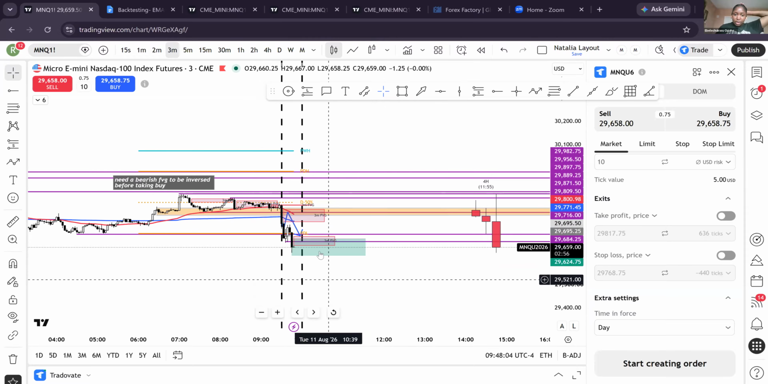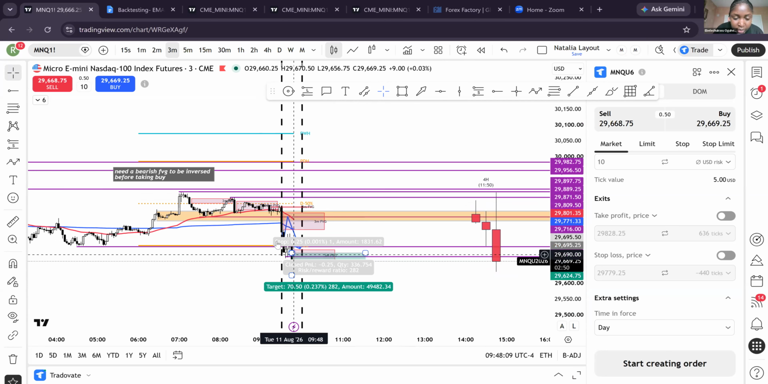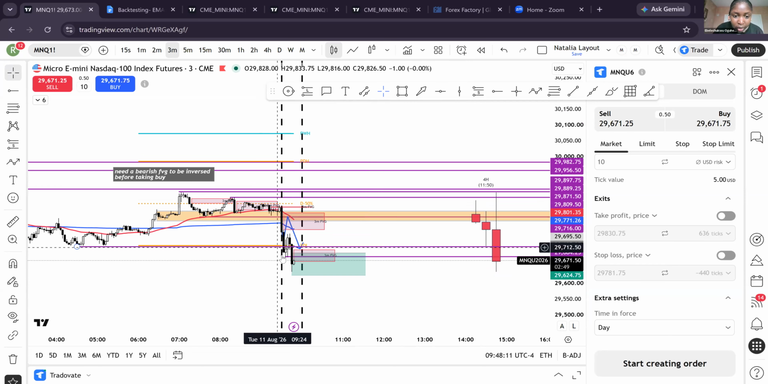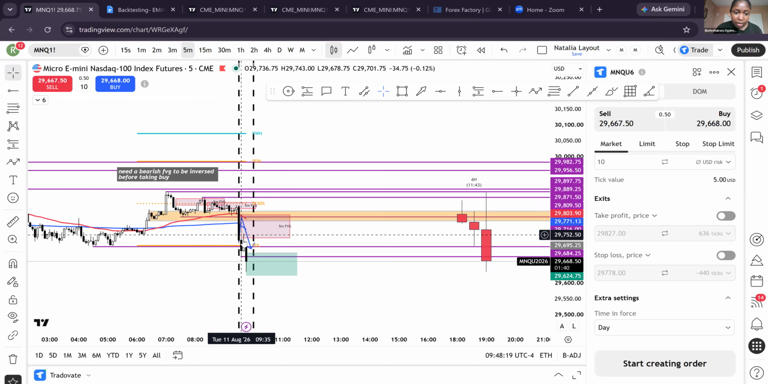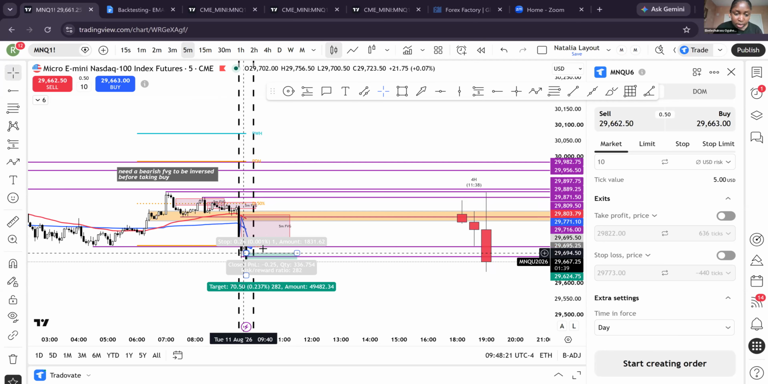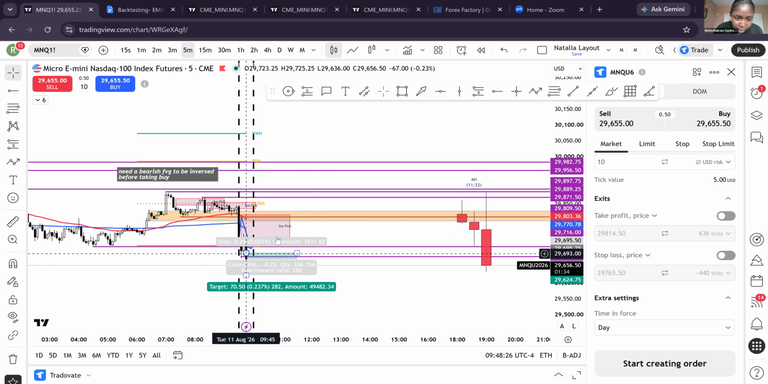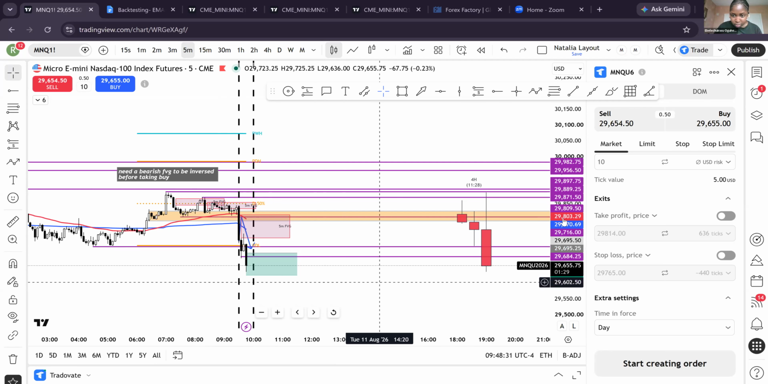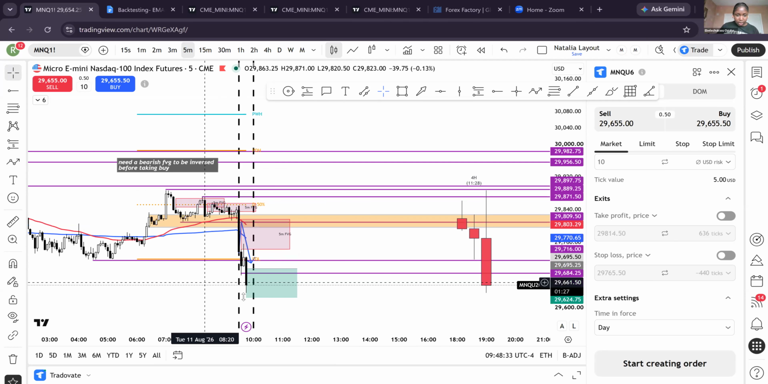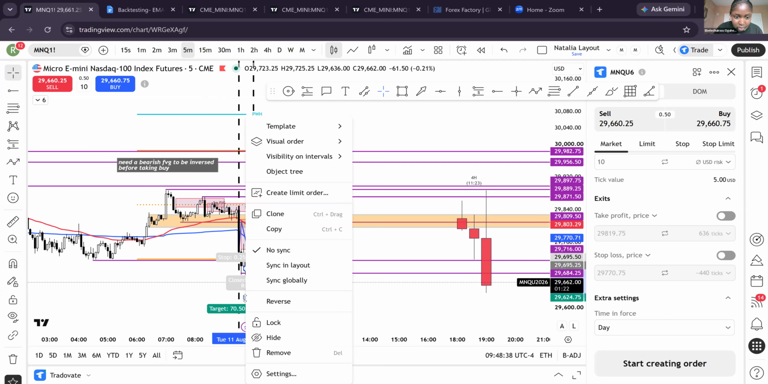Let's see if we can get this one-to-one. I entered like here. Honestly, I could have entered here, but I saw this. This is what made me say I'm going to go for it. We've already hit this FVG. I could have entered right there. And I think this is a one-to-one. Why is this looking weird to me?